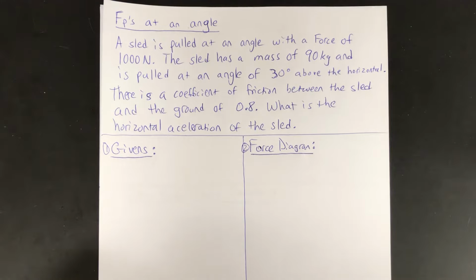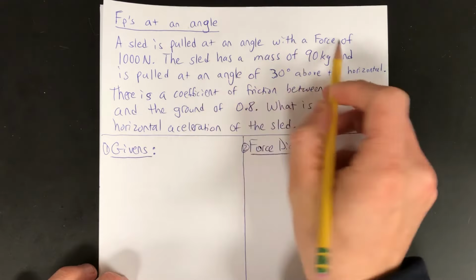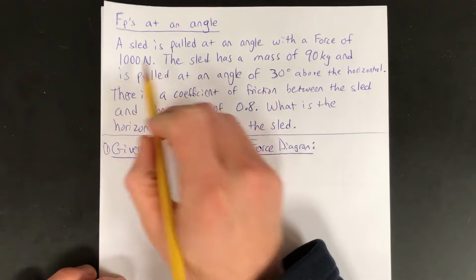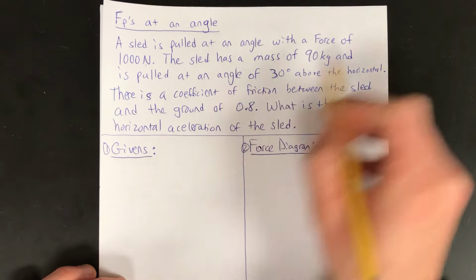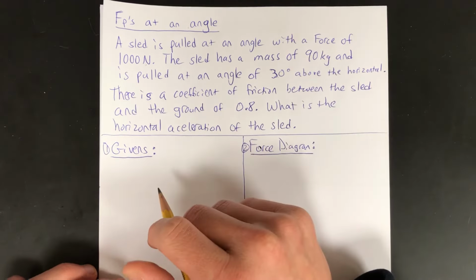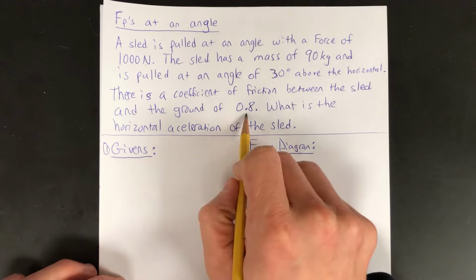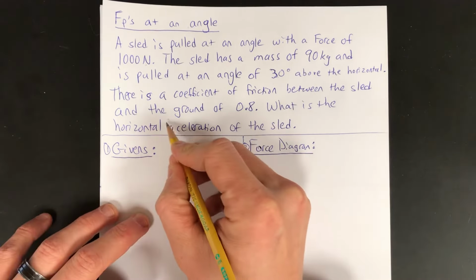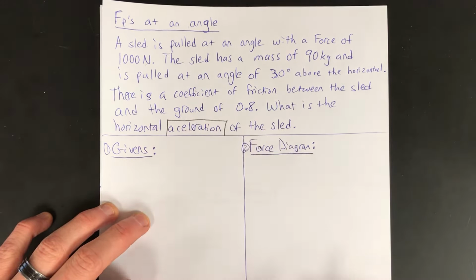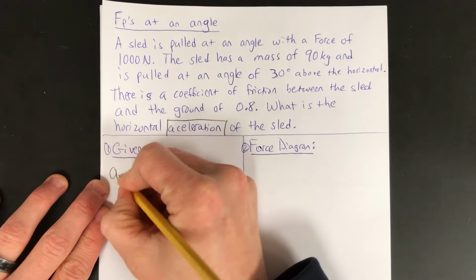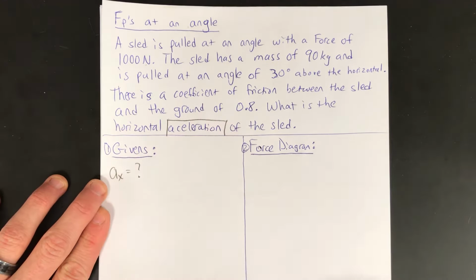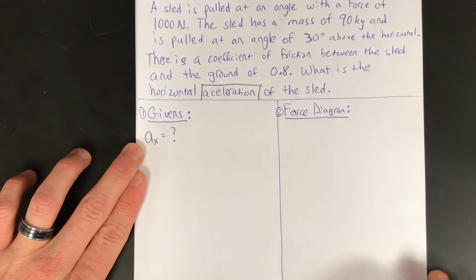Alright, so now that we're back, what we're trying to find: a sled is pulled at an angle with a force of 1,000 newtons and 30 degrees upwards from the horizontal. And they give you the coefficient of friction, and we want to solve for acceleration as our unknown. So really what we're going to be solving for is AX, the acceleration in the X direction.